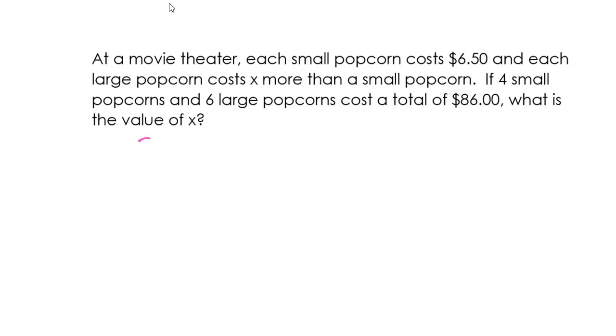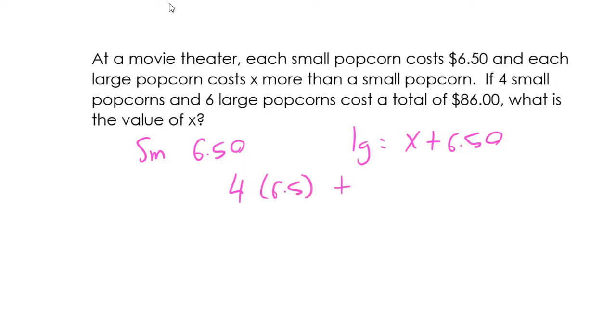We have a small popcorn that costs $6.50 and the large that costs x more than the small, which is $6.50. The question is telling us that 4 small ones and 6 large ones adds up to 86. So now we're just doing our math steps.